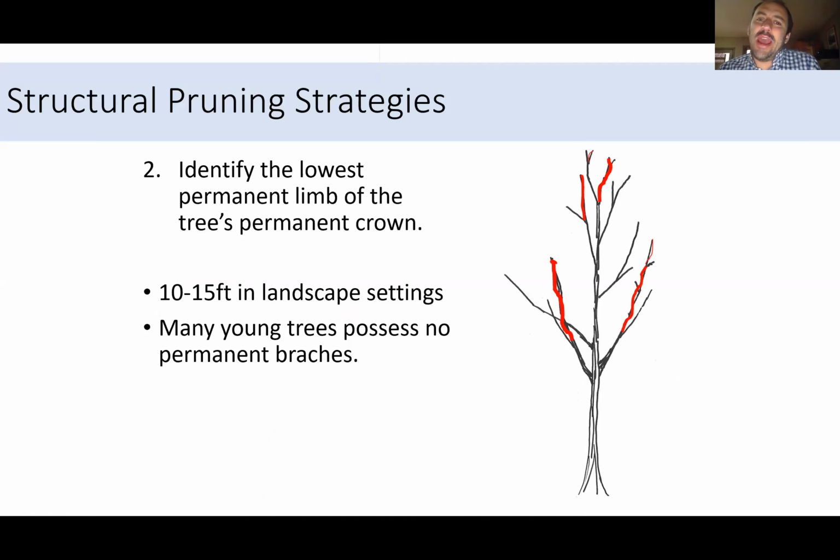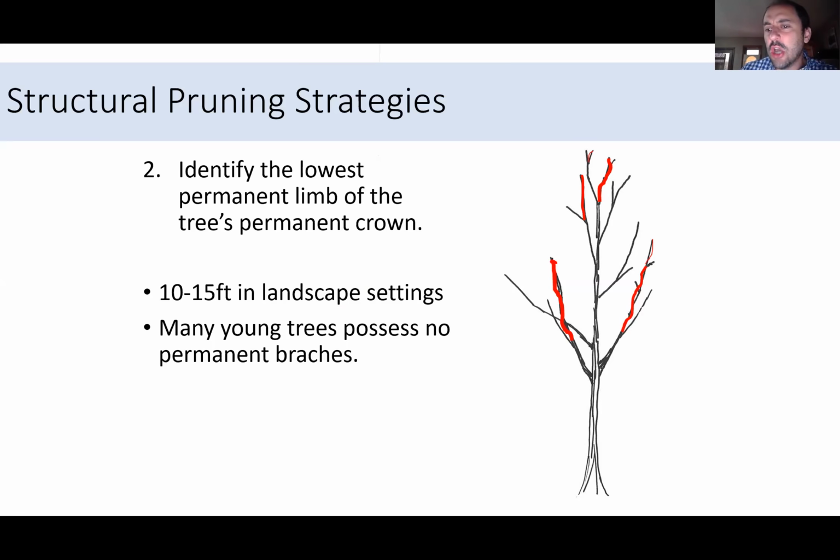So the second strategy actually doesn't involve any pruning. The second thing you should do, after you've selected a leader and removed or shortened the other ones, is pick the lowest branch, which will be on the tree for its entire life. In a landscape setting, that's usually a branch somewhere between 9 and 13 feet from the ground. If it's over a street, it's probably 13 feet. If it's over a driveway or something like that, it's probably 9.